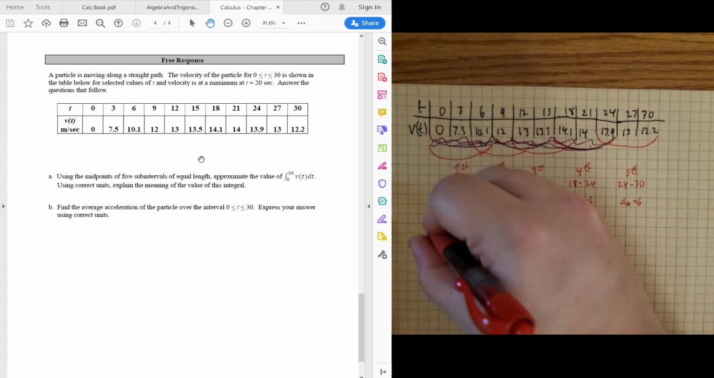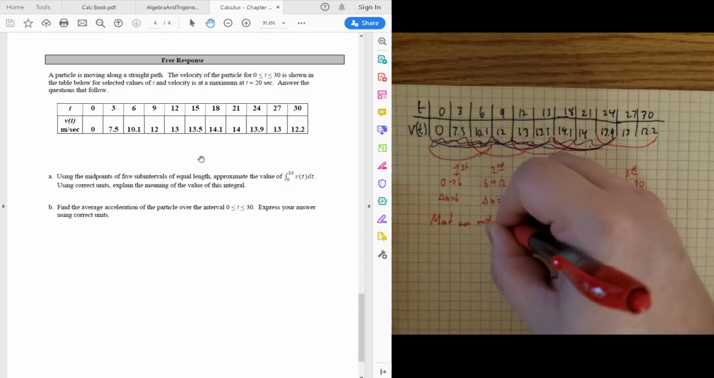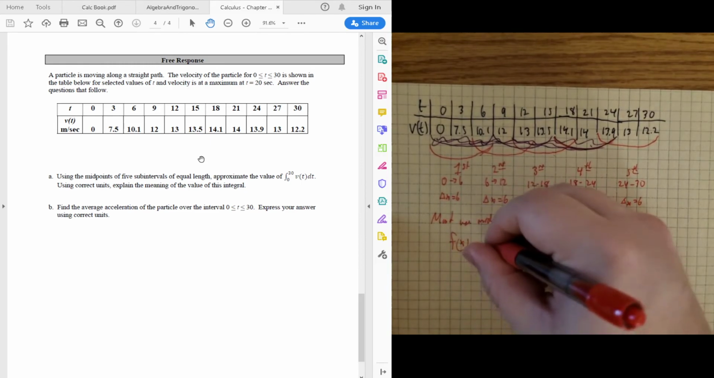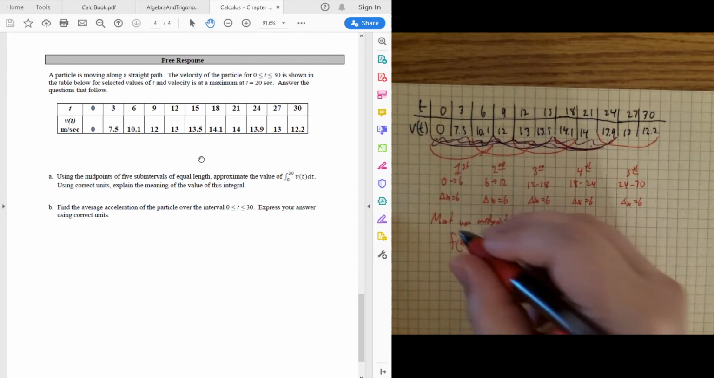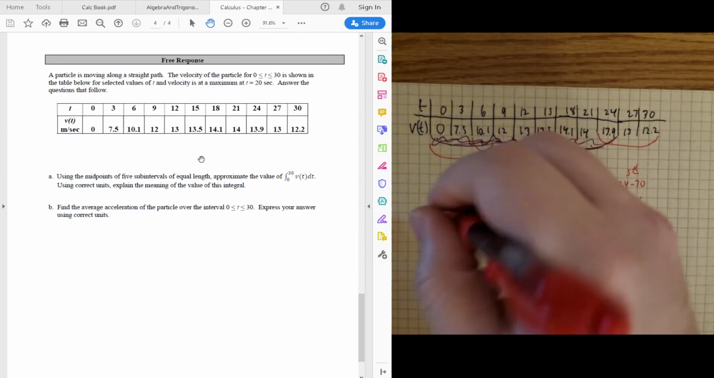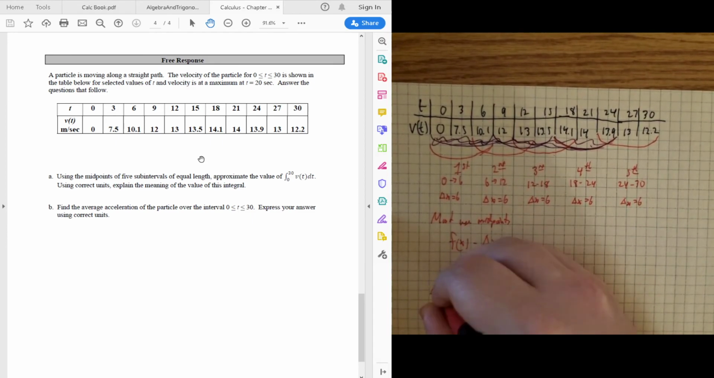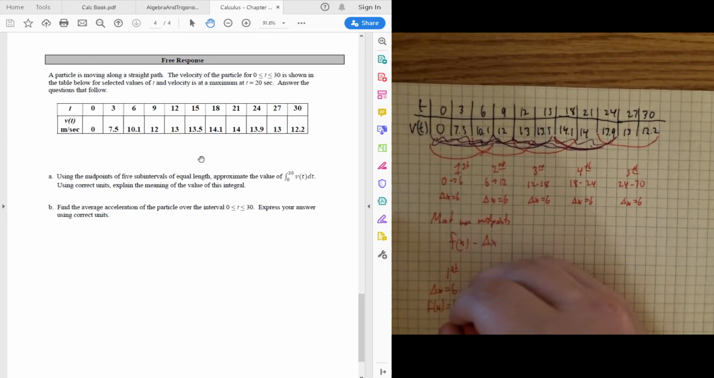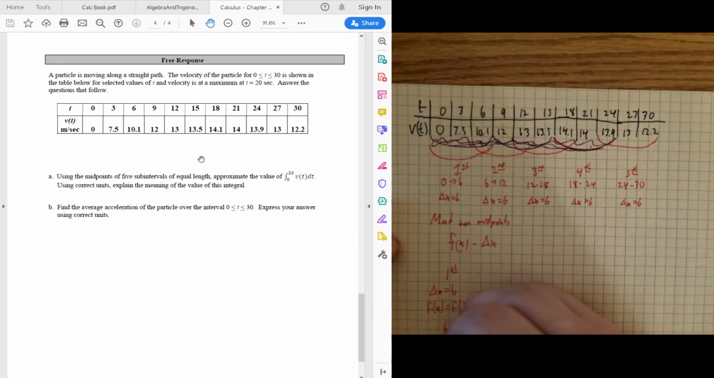Next piece it says is I must use midpoints. What that means is when I take f of x times delta x, I don't want to use the left-hand value for my f of x, or the right-hand value. I want to use the middle value. So for this first rectangle, the delta x is going to be 6. But my f of x is going to come from the middle point. The middle point between 0 and 6 is 3, and for this equation, that is 7.5. So to find the Riemann sum, I would take 6 times 7.5.